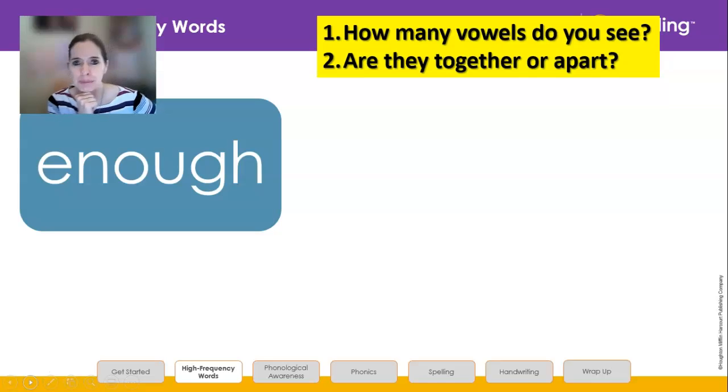Go ahead and do the steps. Look at the word. Ask the questions. Identify where the vowels are. Remember, vowels that are together stay together. So how many lines are you writing in your notebook right now? You should be writing 2 lines in your notebook right now.